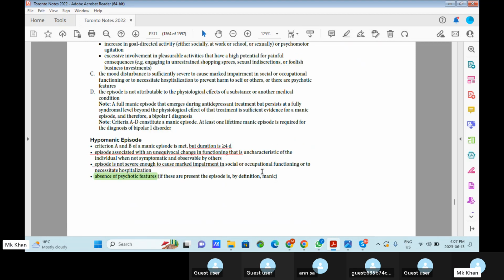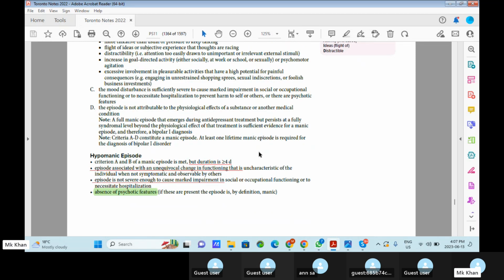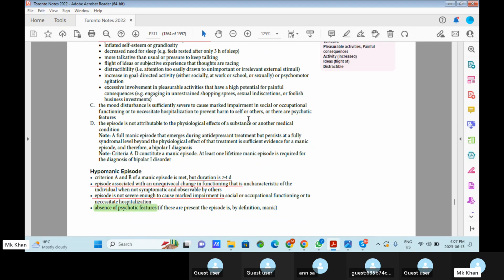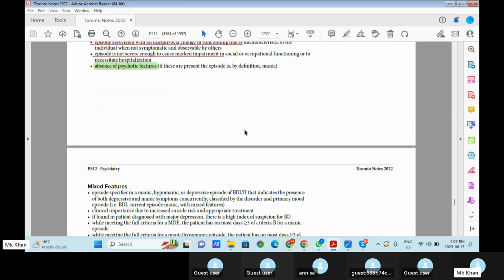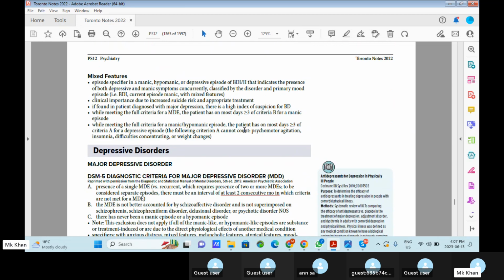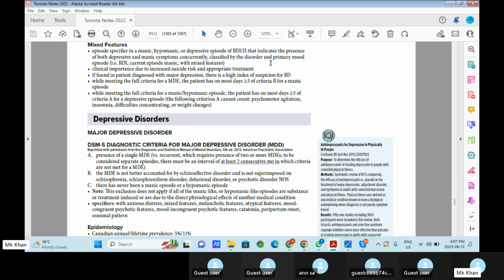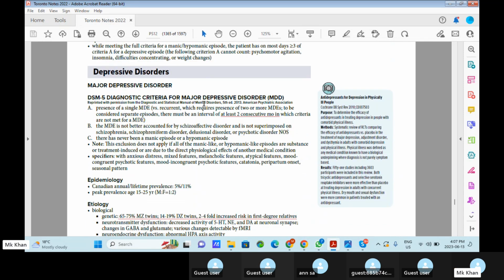So the main differences, like two or three differences, are duration and then the functional impairment. And the third one is psychotic features. Psychotic features are present here, but in the hypomanic episode, it is not present. And then another one can be the mixed features. So it can be manic, hypomanic, and bipolar I and II, and then indicate presence of both depressive and manic episodes. So it can be like mixed. So that is basically it.